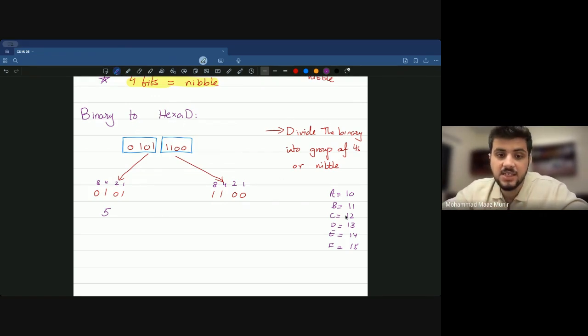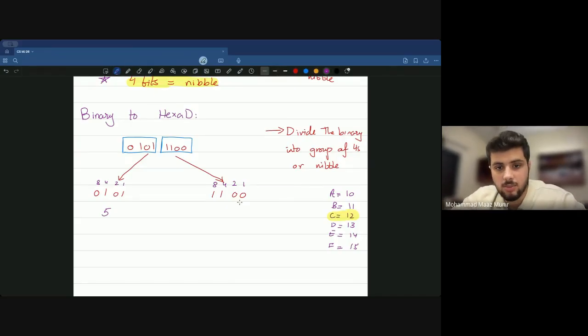People mess up this B and C a lot of the time. They might be thinking that B is 12, whereas it's 11. If I add them up, you're going to see that 8 plus 4 is basically 12, but I cannot write 12 up here. 12 is basically the equivalent of C. So the answer is going to be C up here.